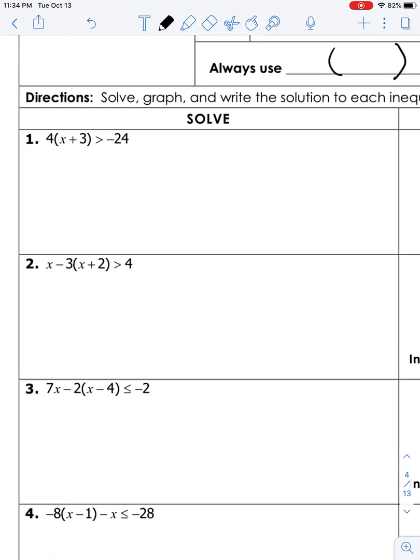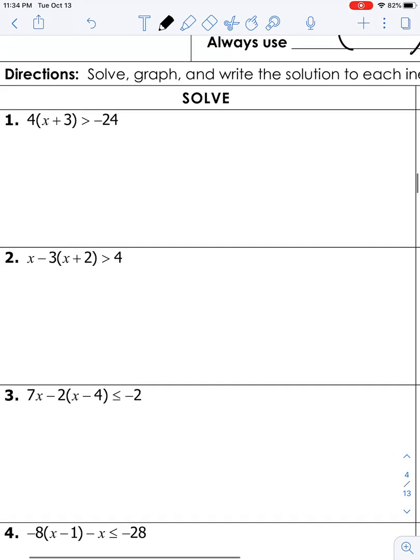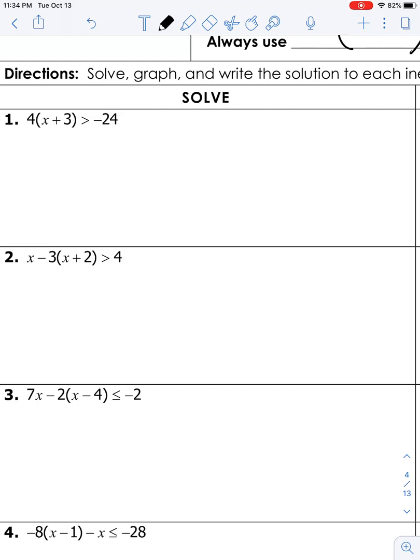Okay, number 1. So this is just like any other problems that we've been doing in the past. It's just that they're inequality problems. So they work the same way. They're solved the same way. So obviously we have a parenthesis we need to distribute. I think most everybody probably saw that right off the bat. So we get 4x. 4 times 3 is 12. Is greater than negative 24.